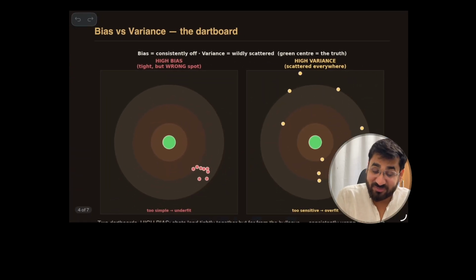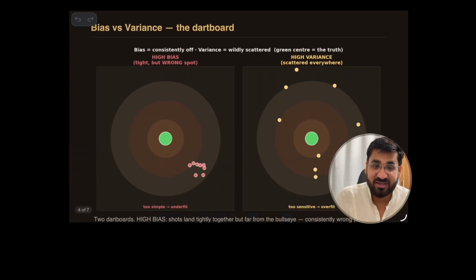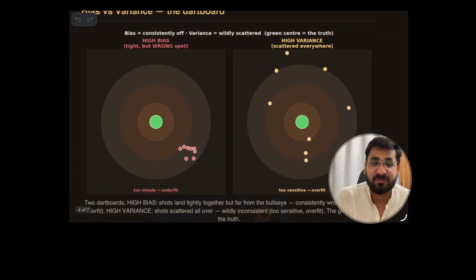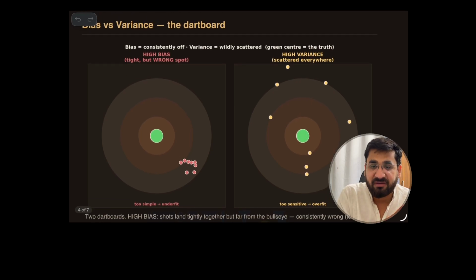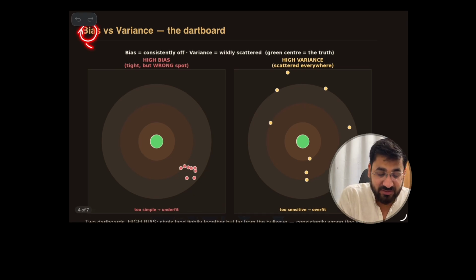Now come to the most important thing, this diagram. This green one is the truth of the data, which is the exact 100% correct answer. It's a bull's eye. If you understand this concept, everything will be super easy for you. Now comes what is bias and what is variance. We will understand this through this diagram.